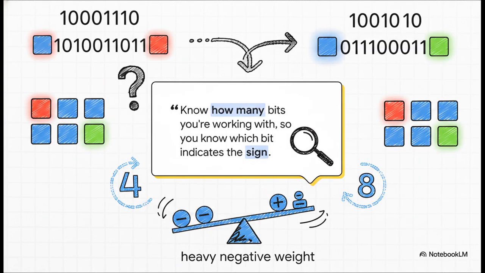And that last point is exactly why this quote is so critical. As our sources emphasize, it's important to know how many bits you're working with so you know which bit indicates the sign. Context literally dictates everything here. If you don't know the exact length of your binary string, like whether it's 4-bit or 8-bit, you cannot know which column holds that heavy negative weight.